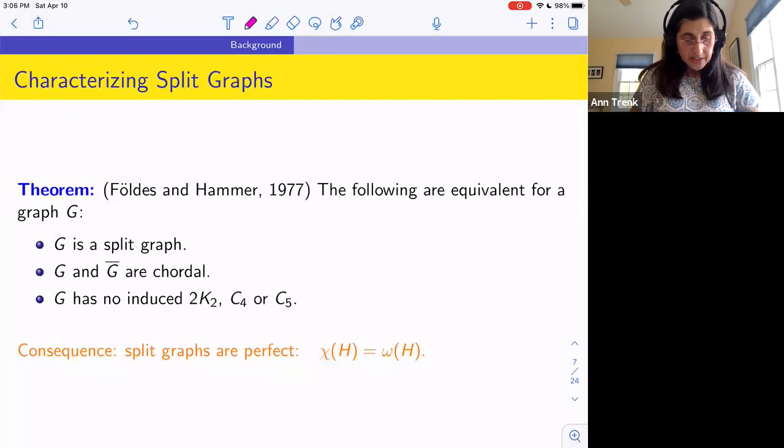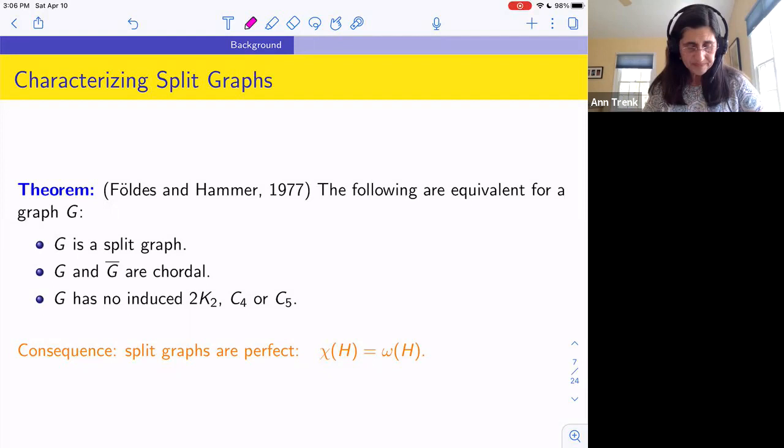So here are some equivalents to being a split graph. One equivalent condition is that the graph is chordal and so is its complement. A chordal graph is a graph that has no chordless cycle. In other words, there's no induced cycle in the graph other than a C3. If you had an induced cycle, it would have to have chords. So that's one characterization of split graphs.